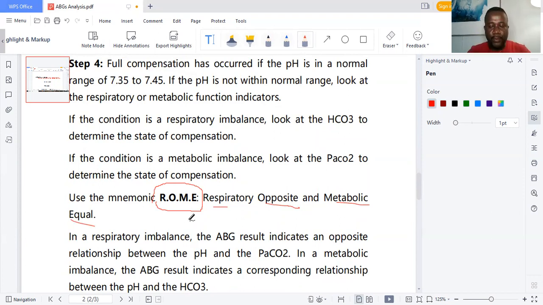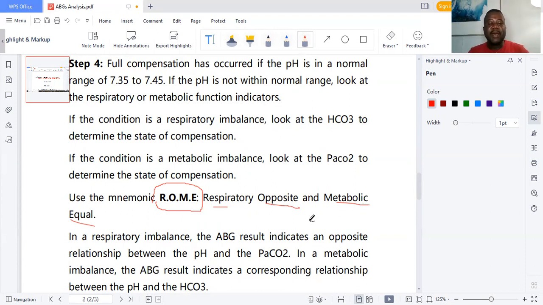Just like I explained before, you have to compare the values that you have. For it to be a respiratory condition, it means the carbon dioxide, which is the respiratory function indicator, has to be opposite. Opposite to what? To the pH. You are comparing to the pH. It means the pH should be either high and the carbon dioxide low, or the carbon dioxide high and the pH low. Either one has to be for it to be respiratory.